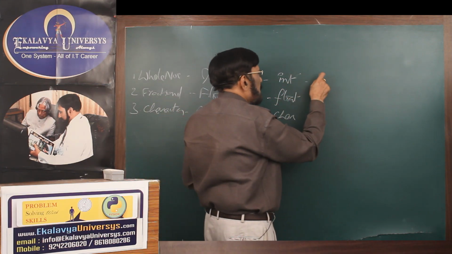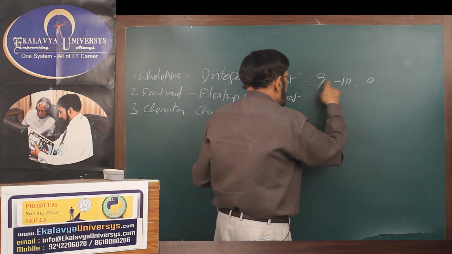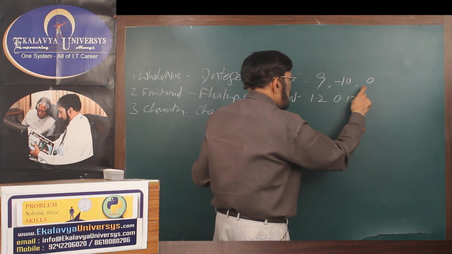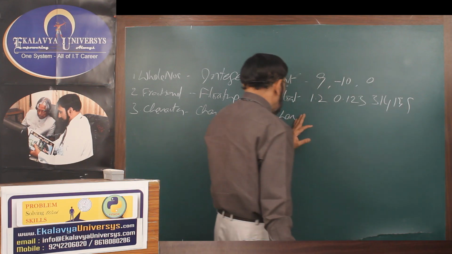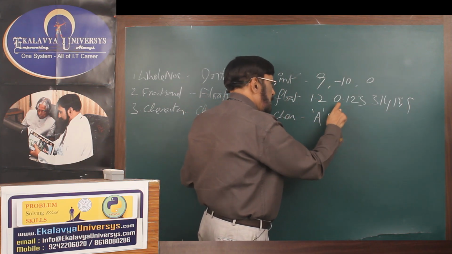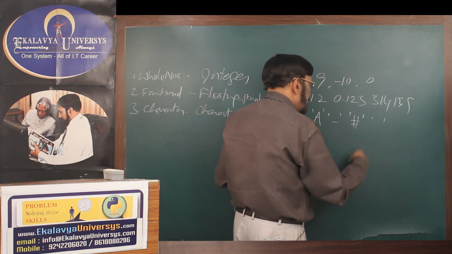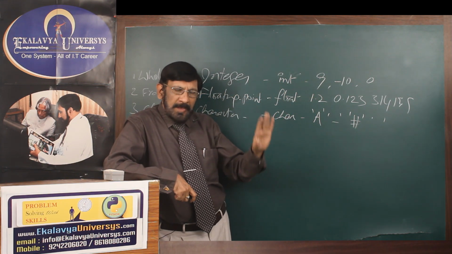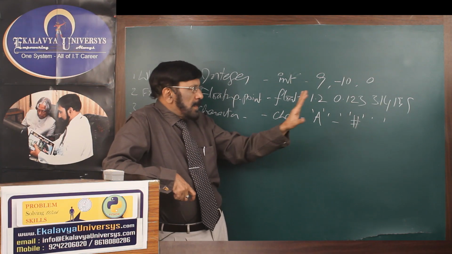For example, 9, -10, 0 are integers. 1.2, 0.123, 3.14159 are all floats. And a character, like A, any character, or even a blank character. These are characters. Just remember, I am going to explain only three types, through the C language. By the C example, you can get 100% clarity.